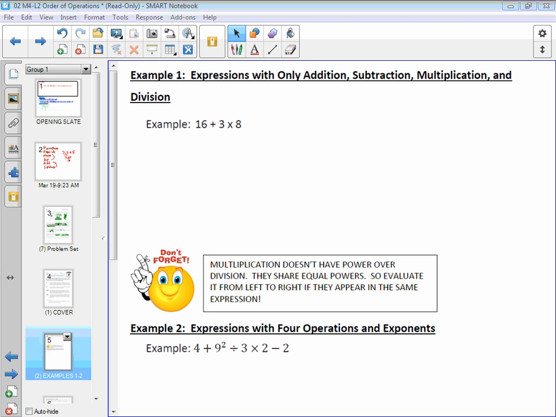So in our first example, I like to say, who does battle first? Think of it like a war. Who's going to do battle first? 16 plus 3 or 3 times 8? Steven. 3 times 8. Okay, now there's two ways that you can highlight that.